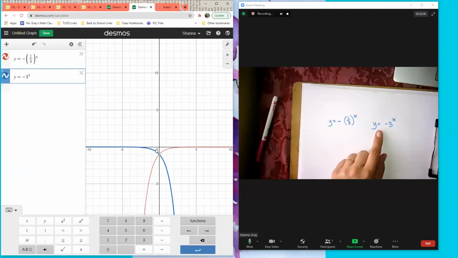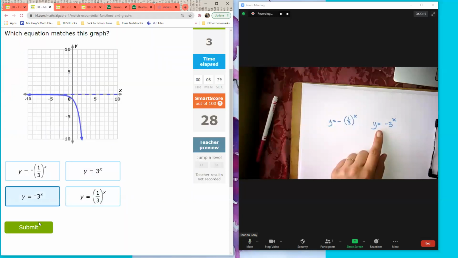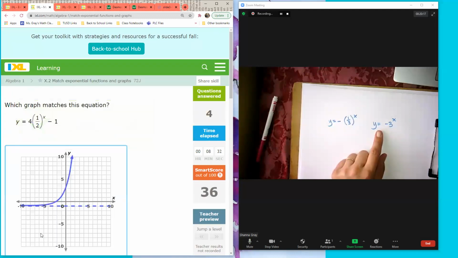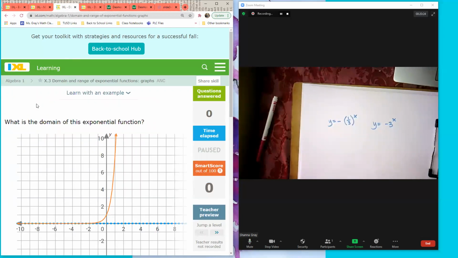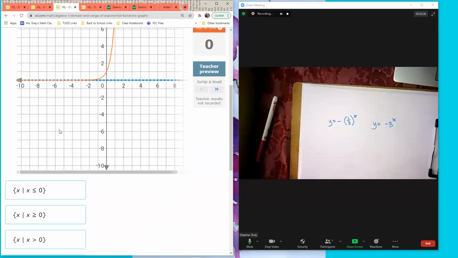It's the blue one, right? So blue is the negative 3x. Good job. So that's my suggestion for this. Use a calculator if you need to. Desmos.com is a really good graphing calculator. As far as domain and range.